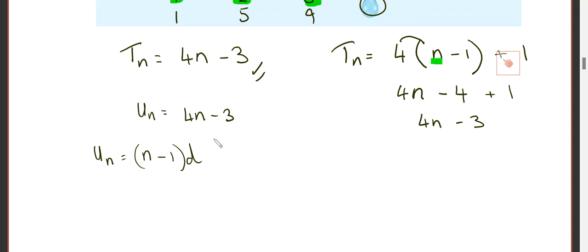We're building that up. It's just that's why I do it, to get you used to seeing it. Yeah? Is UN any different? No, it's just a different letter.